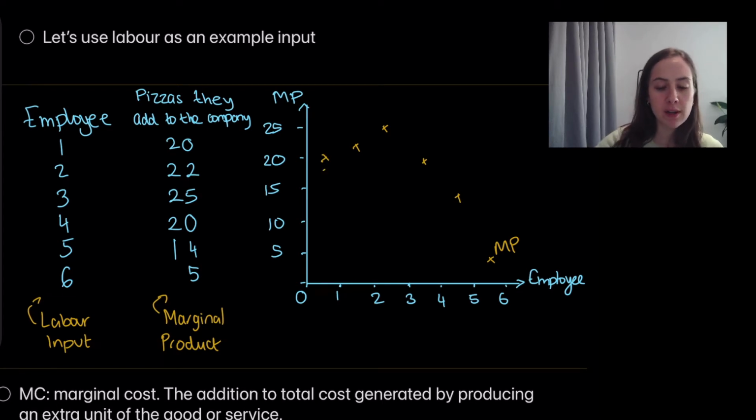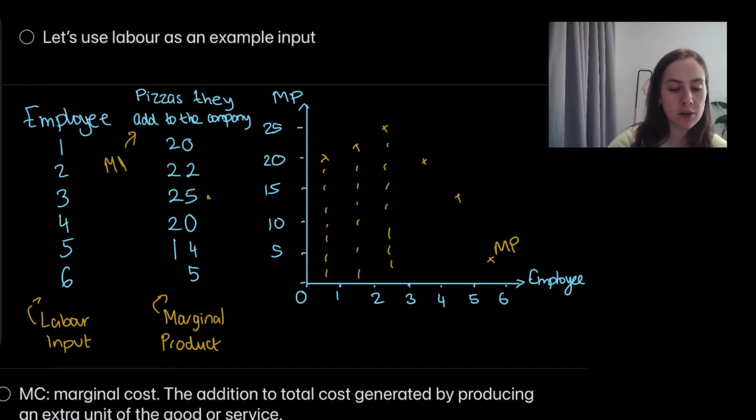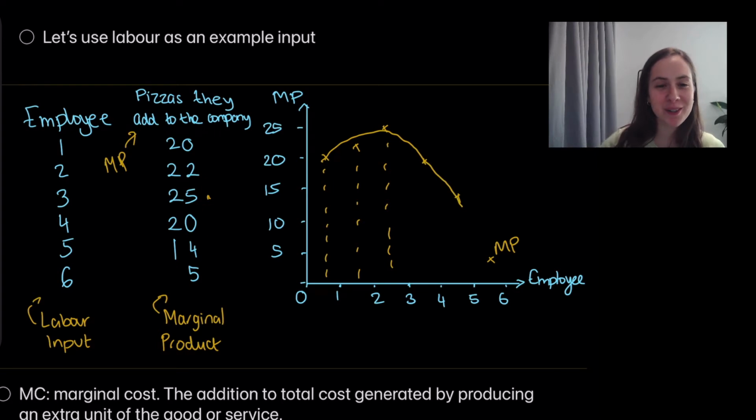Just by the way, I did make it very clear, you always plot marginal products as you go between employees. So the next one, 25 pizzas, I would plot between employee 2 and employee 3. So that's marginal product: how many pizzas are added to the company because of the efforts of employee 1, employee 2, employee 3. And typically we get a slightly upward sloping marginal product curve.